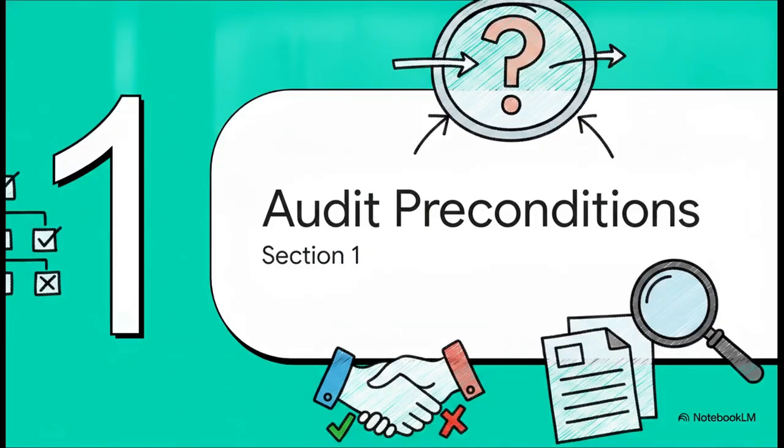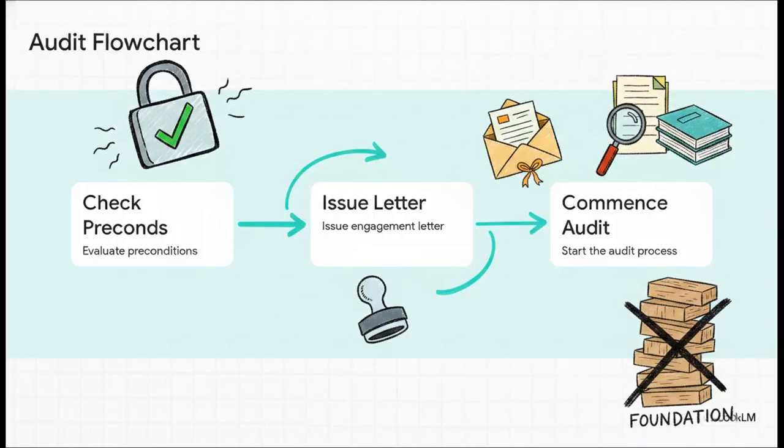All right, jumping right into part one, the audit preconditions. This right here is the true chronological starting line of the auditor's journey. Before you say yes to any client, you've got to figure out if the fundamental ground rules are actually in place. It's a really strict sequence. Step 1, you check the preconditions. Are they met? Perfect. Step 2, if you're satisfied, you issue that engagement letter. And only then do you hit Step 3, actually commencing the audit. If you skip Step 1, well, the whole engagement is just built on a totally shaky foundation.